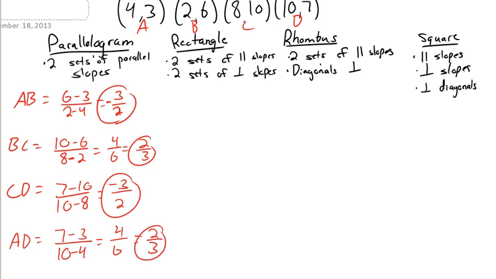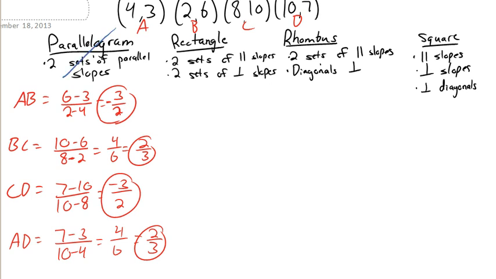So what we've got so far are a set of 2 parallel slopes. So we know for sure it's one of these 4 things, because we have 2 sets of parallel slopes. So we're good to go on that. We have 2/3, 2/3, negative 3 halves, negative 3 halves. We also have perpendicular slopes, because if we have negative 3 over 2 and 2 over 3, those are opposite reciprocals. So what that tells us is we definitely have perpendicular slopes.